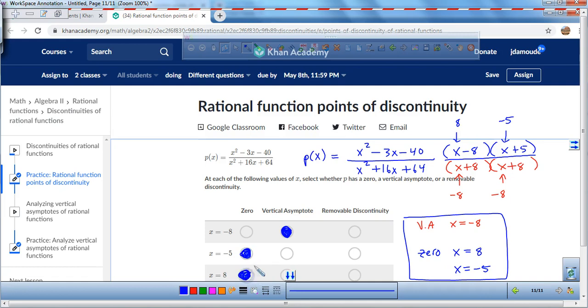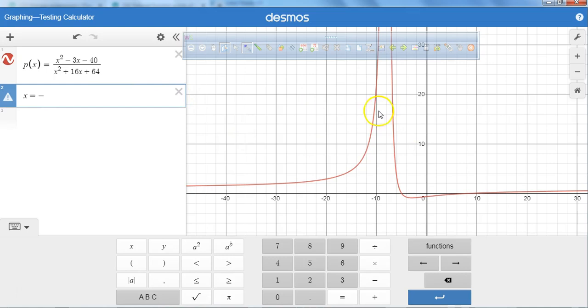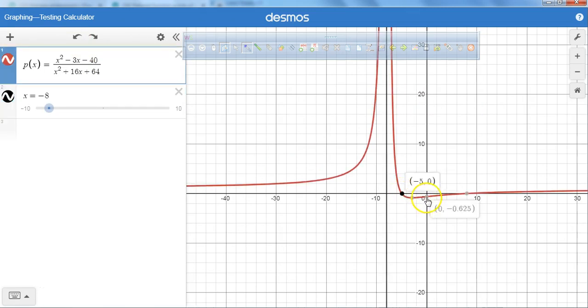Before I do that, I'm going to type it into Desmos, my apologies, so you can clearly see the zeros and the vertical asymptote. Let me pause it real quick and I'll type it in. All right, I've typed in our original function, x squared minus 3x minus 40 over x squared plus 16x plus 64. I've also typed in x equals negative 8 because that's our vertical asymptote. You can see right here that is your vertical asymptote. And we also have two zeros: a 0 at negative 5 and a 0 right here at 8.